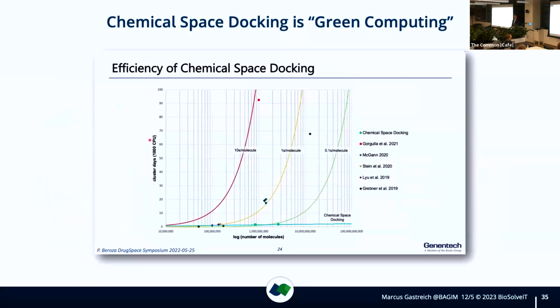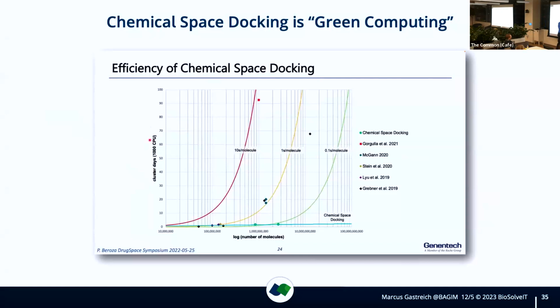With respect to the resource and this kind of green computing, if you wish, there is this graphic that he presented. Down here we have the number of molecules. He writes log, but that's a little typo if you look at this. So we have 3, 6, 7 here, 3, 6, 7, 8 there, 3, 6, 9 there, and so on and so forth. These are the number of molecules on a log scale. And here we have the cluster days that they required to actually compute those. And the chemical space docking line is that cyan line, the one that stays down here.